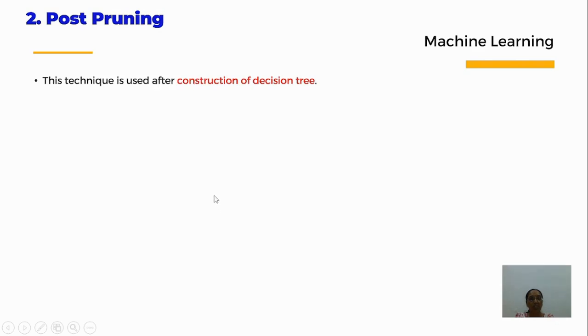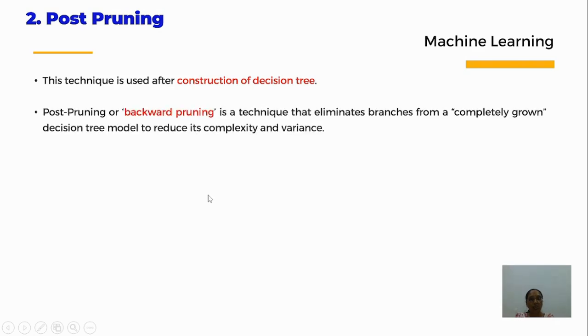So this technique is used after construction of the decision tree, so it is also called backward pruning. It is a technique that eliminates the branches from a completely grown decision tree model to reduce its complexity and the variance. In this technique, first we create the decision tree to its full depth, and then we apply the post pruning technique.